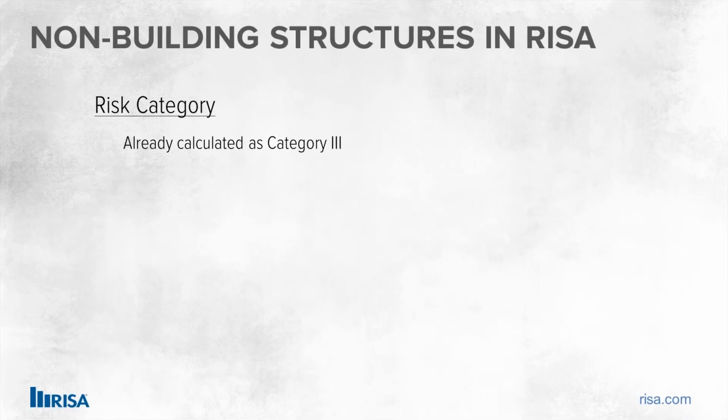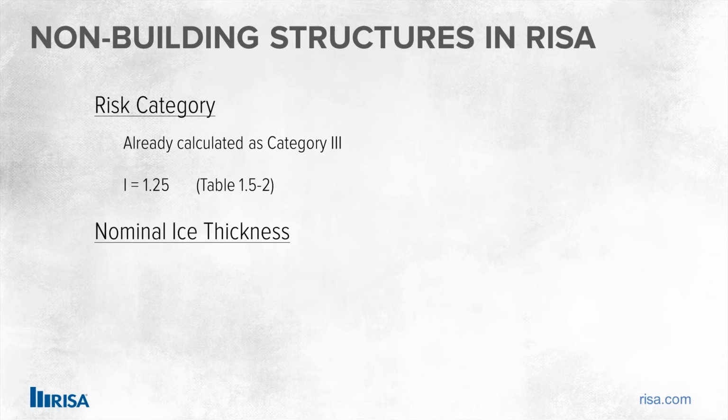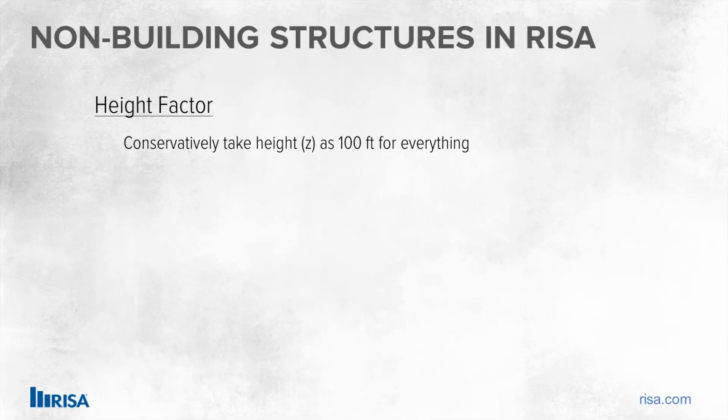So in terms of risk category, we already know that we're in category 3, and so our importance factor is 1.25. The nominal ice thickness comes right out of a map in the book, and that tells us that in the St. Louis area, we have 1 inch of design ice thickness.